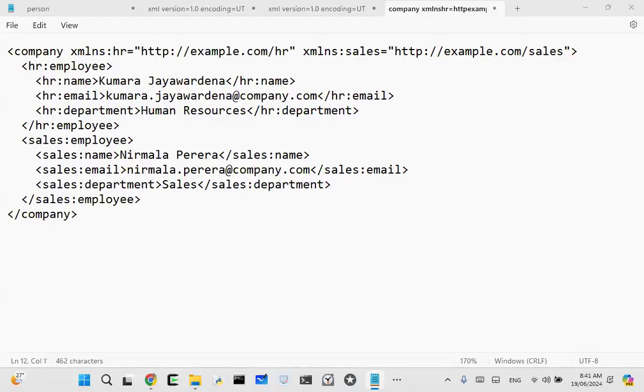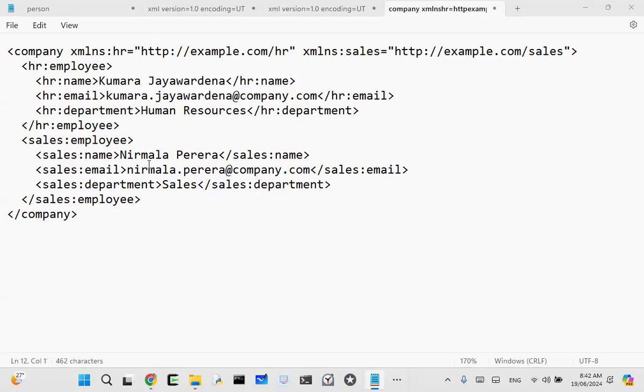So you can see that namespaces are indicated here. Our root element is company, and under that we have two namespaces, HR and sales. The URI information is also given here, which relates to the same place, but it indicates the two different departments. And you can see that in both cases you have names and you have the same set.